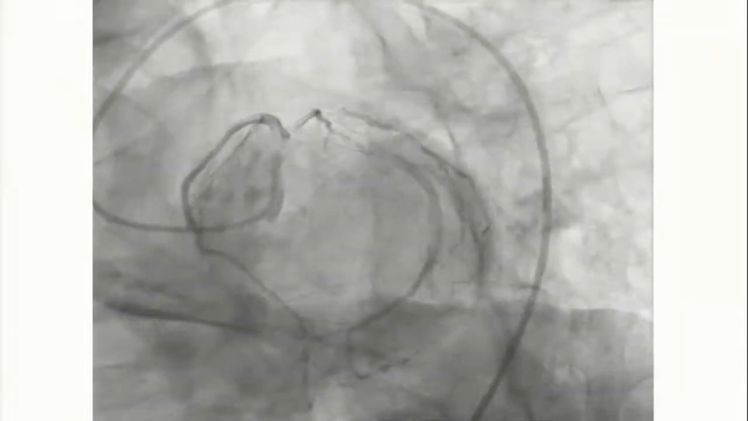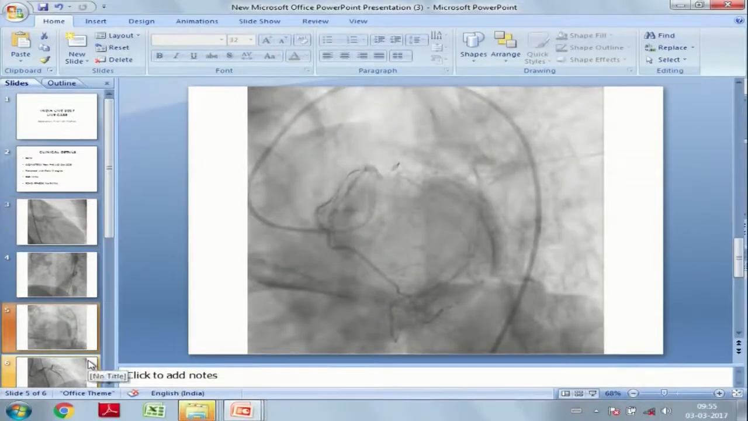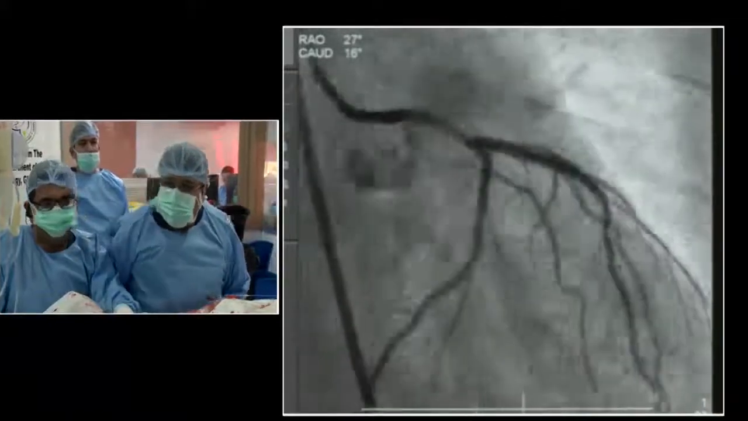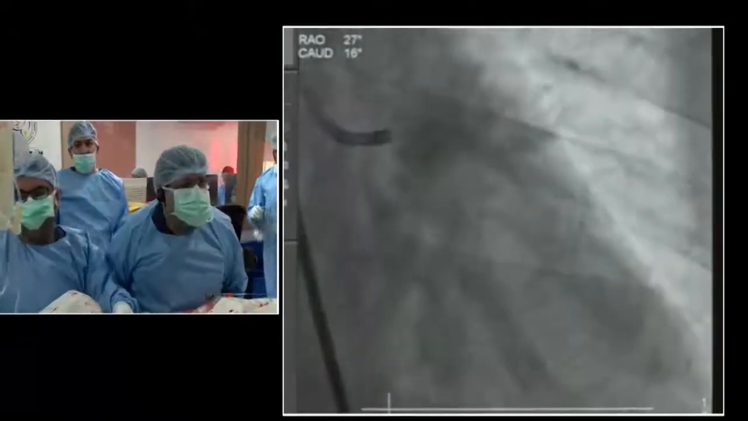And also this is left dominant. So what is your plan? Right is pretty small.